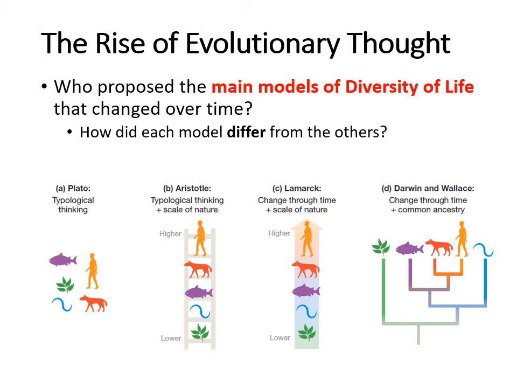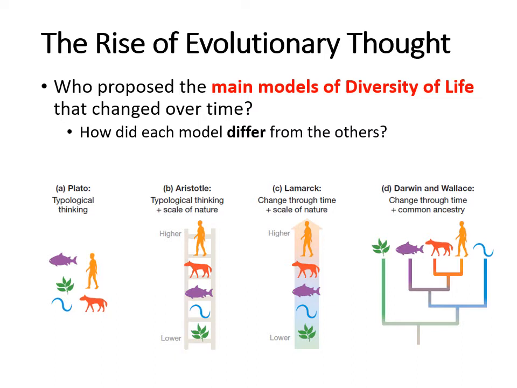And then when you reproduce, you pass on that trait of a longer neck. Okay, so in his model, the individual was changing throughout its lifetime to better survive the environment it was in. Now, that is not what we currently believe today. Instead, evidence now has piled up to support the Darwin and Wallace model, which you see here at the end.